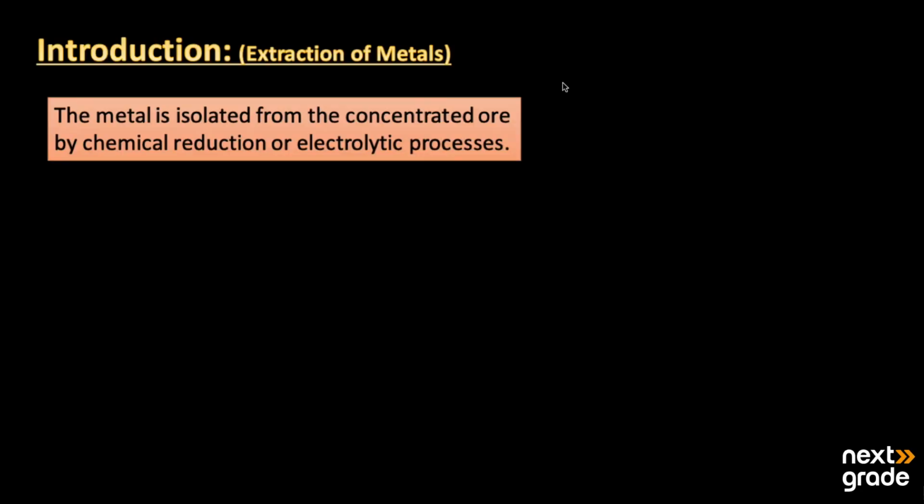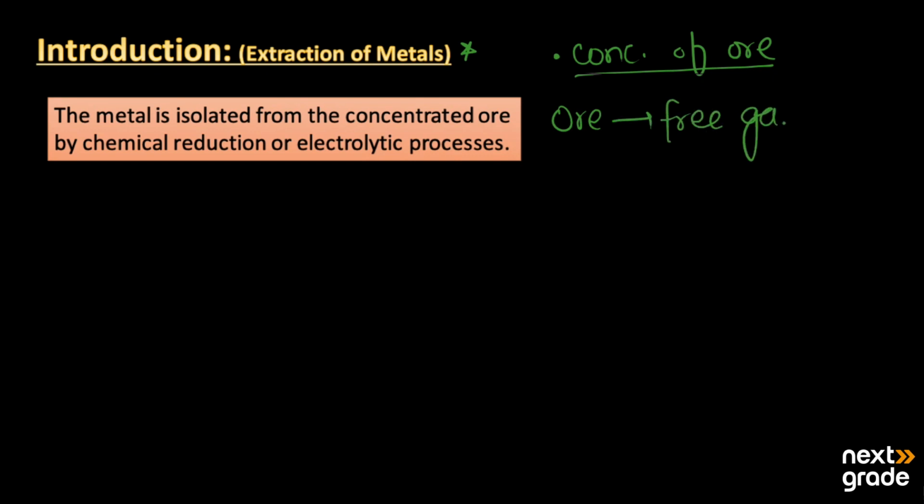So the topic we will discuss today is the extraction of metals. In metallurgical operations, we have already learned that different types of processes are involved, the first one being the concentration of the ore, which happens by four methods. After the concentration of the ore, the next process is extraction of the metals, which we do when the ore is free from the gangue particles.